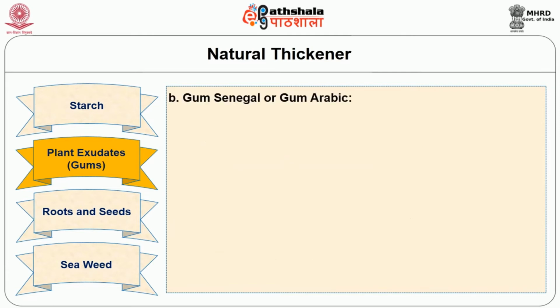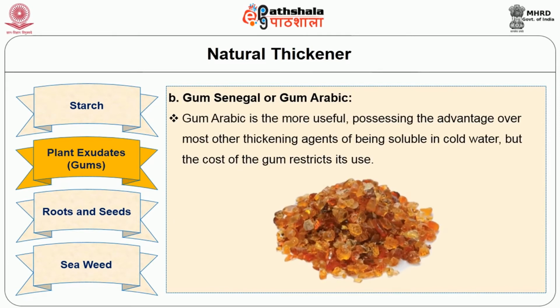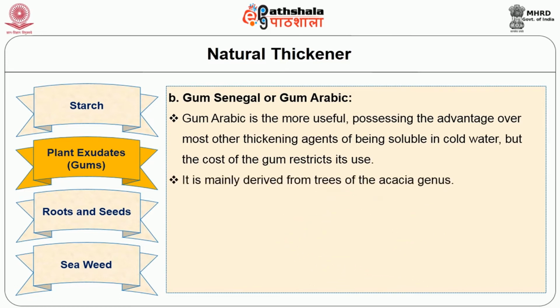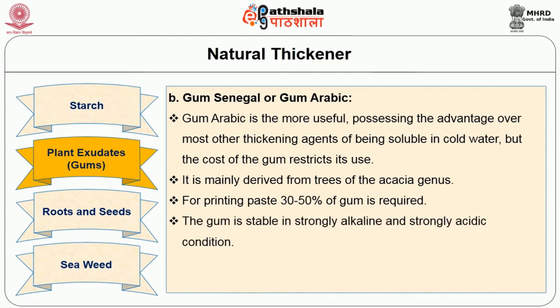The next one is gum Senegal or gum arabic. This is the more useful, possessing the advantage over most other thickening agents of being soluble in cold water, but the cost of the gum restricts its use. It is mainly derived from trees of the Acacia genus. For printing paste, 30 to 50% of the gum is required. The gum is stable in strongly alkaline and strongly acidic condition. It is commonly used in block and screen printing.